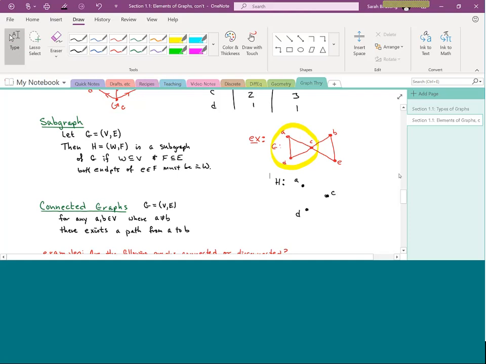Now, we don't have to use all the edges. We could totally pick some of the edges. Maybe we pick A and D. Maybe we pick D and C because my little stylus was already down there at D. Maybe we decide not to use the edge AC. That would be one option of a subgraph.